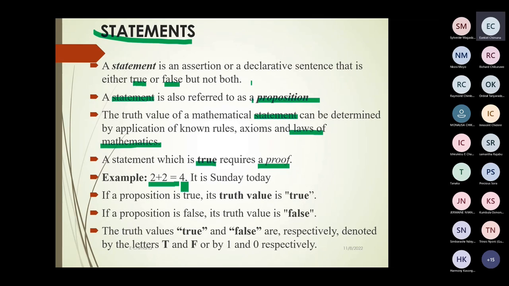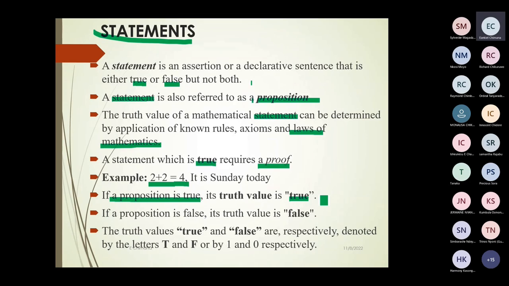For example, we've got 2 plus 2 is equal to 4. It is Sunday today. This statement requires what? Requires a proof. If a proposition is true, its truth value is true.